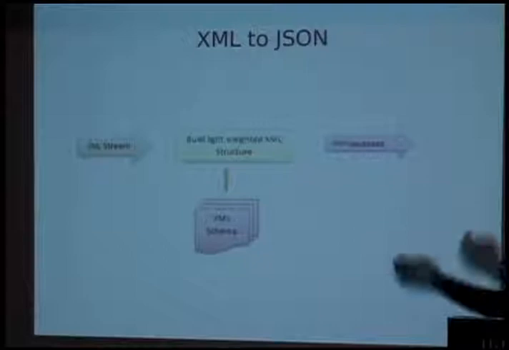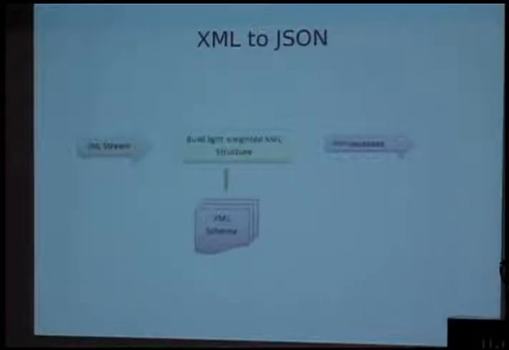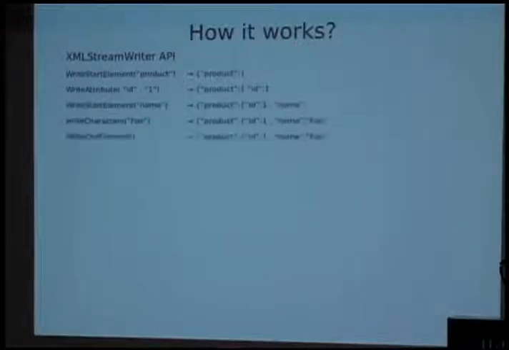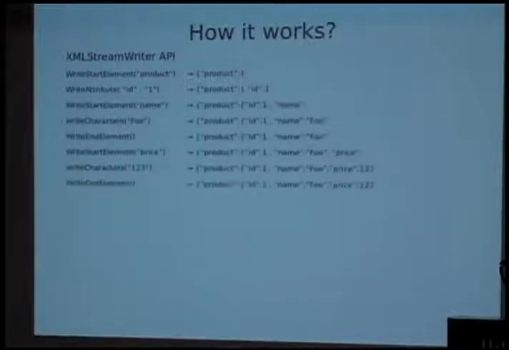As I said, we use the maxOccurs value to identify whether it's a JSON array or object. So using that, when we come to the start element product, we write it to the JSON output stream. We are using the Google Stream API. This is how it works.